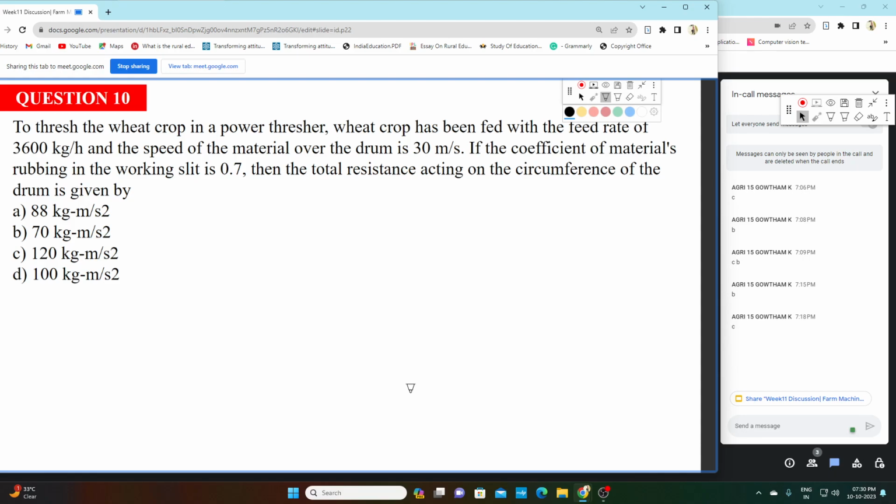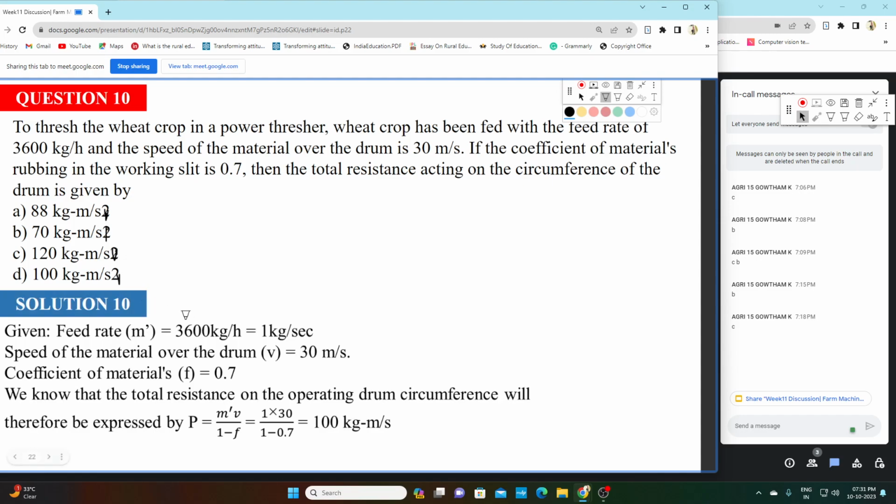These are the four options given: A, 88 kg meter per second square; B, 70 kg meter per second square; C, 120 kg meter per second square; and D, 100 kg meter per second square. I think there is a printing mistake here. There will not be a second square in all of these. All these options will be in kg meter per second, not per second square.